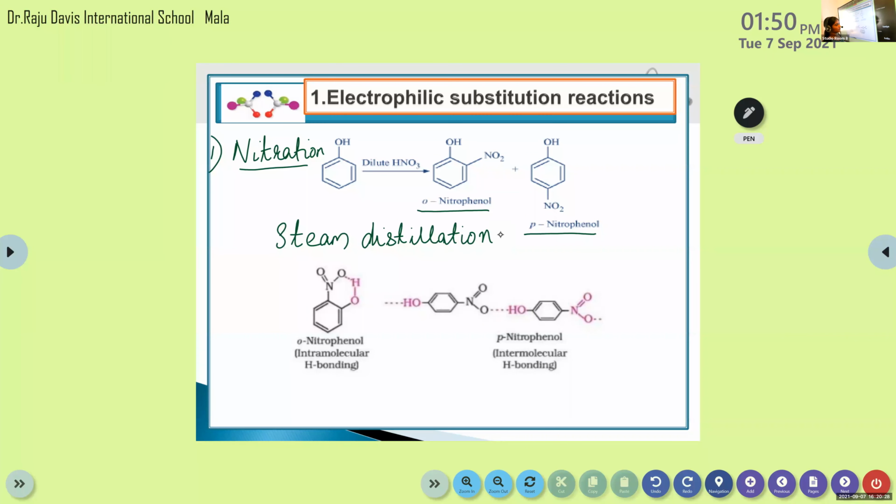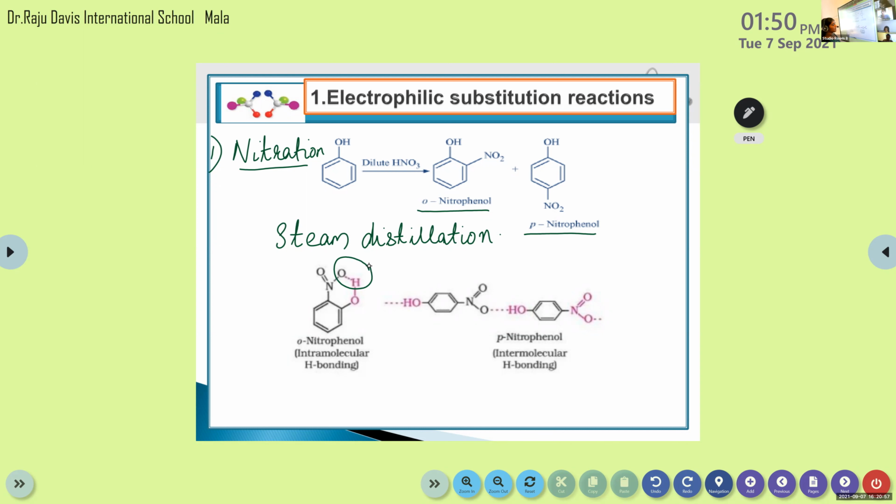Intramolecular hydrogen bonding. What's the meaning of intramolecular hydrogen bonding? That means bonding within the molecule itself. Hydrogen bonding within the molecule itself. Here you can see the NO2 group and OH group. Within the same molecule, the hydrogen of OH group and the oxygen of NO2 group will form an intramolecular hydrogen bonding.